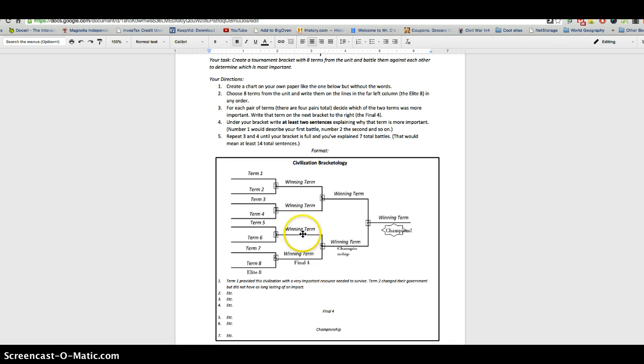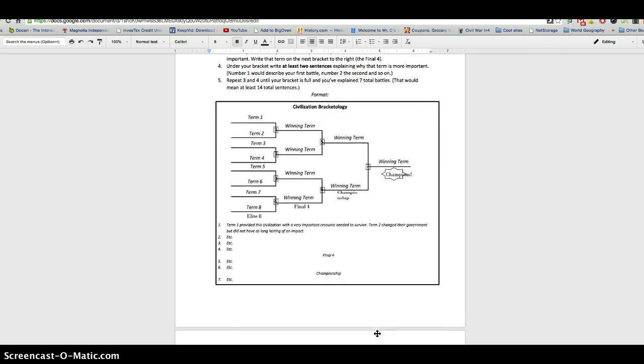Now you're going to continue doing that for all your 8 people until you get down to the champions. And of course, number 7 is the champion bracket, and then you'll explain who you think of the 8 people you chose was the most and had the biggest impact on the social reform movements, and then you'll turn it in.